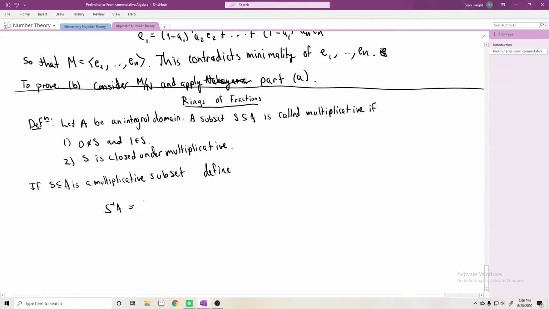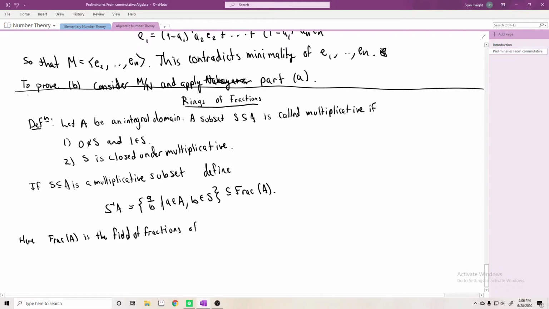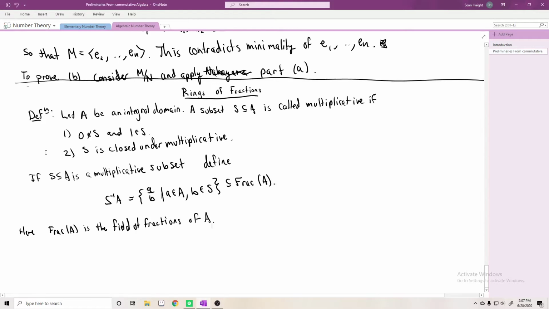It's denoted S inverse A, and it's essentially fractions with denominators in S. In the case of an integral domain, we have a construction for a field of fractions, which I'll call frac A. This localization we can just view as a subset of this field of fractions, where frac A is the field of fractions of our integral domain A. So given a multiplicative subset, I can define a collection S inverse A of fractions with denominators in S.